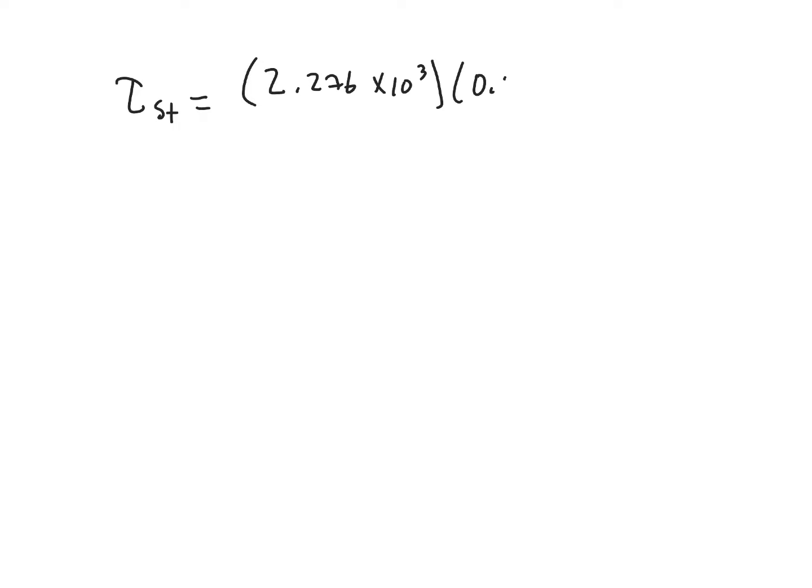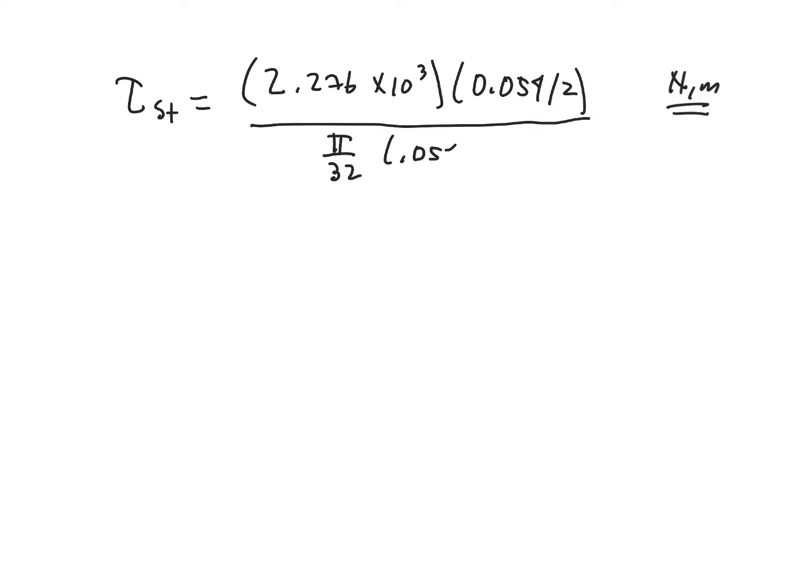So that's going to be 0.054. That's the diameter of the steel divided by 2. So notice we're choosing newtons and meters for our units for this particular problem. And then the value of J is the one that we computed earlier, although we canceled out the pi over 32. That's going to be pi over 32 times 0.054 raised to the fourth. So this is the J of the steel section when we do it like that.